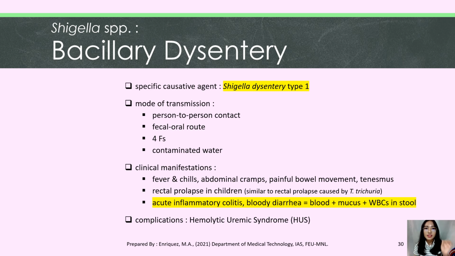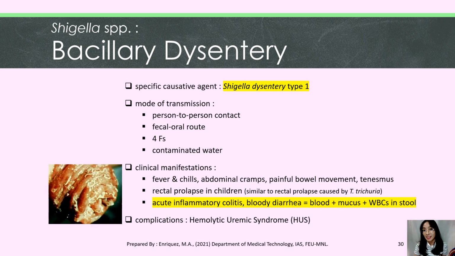Okay? So, just in case nakalimutan nyo na po, una tayong na-introduce sa condition known as rectal prolapse sa parasitology classes natin. So, Trichuris trichiura has also been documented to cause rectal prolapse among children, which happens when a portion of the rectum protrudes outside of the anus, turning itself inside out, as we can see here in this picture.